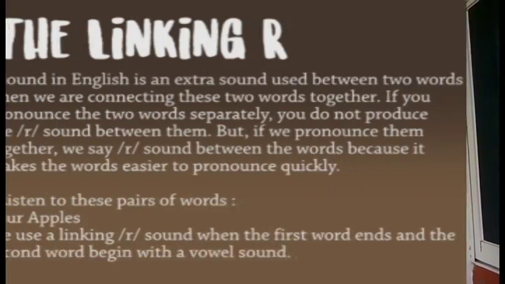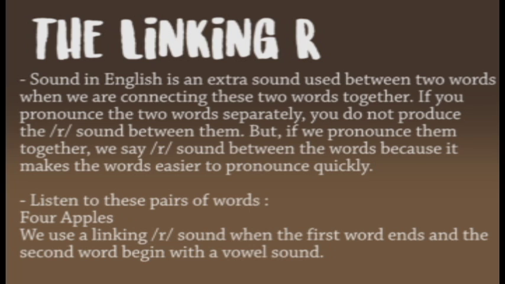The linking r sound in English is an extra sound that we use between 2 words when we are connecting these 2 words together. If we pronounce the 2 words separately, we do not use an r sound between them, but if we pronounce them together, we say an r sound between the words because it makes the words easier to pronounce quickly. Listen to these pairs of words. The first time, I will say them separately, and the second time, I will pronounce them together. Four apples. Four apples. We use a linking r sound when the first word ends with an r and the second word begins with a vowel sound.